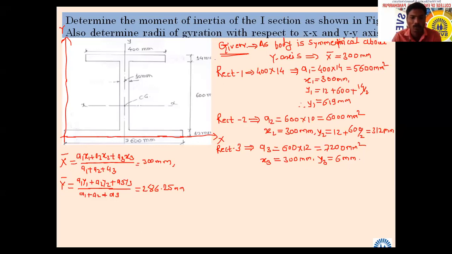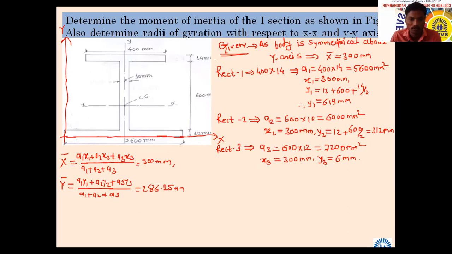X bar we got, y bar we got. So is there any new thing we have done till now in this problem related to moment of inertia? No, sir, nothing. Already we have solved it. So the way I was telling, the first step is to find the center of gravity or centroid of that object. Then we go to further things.